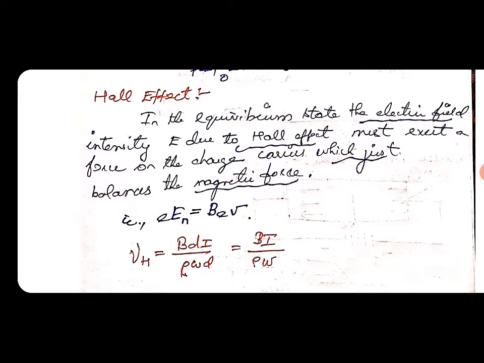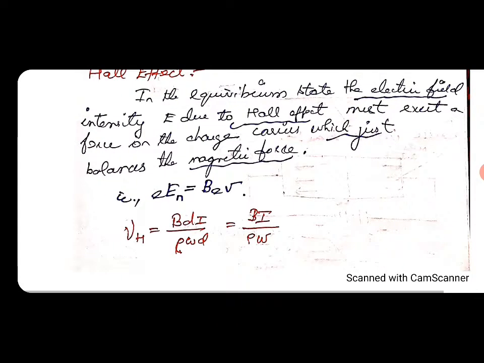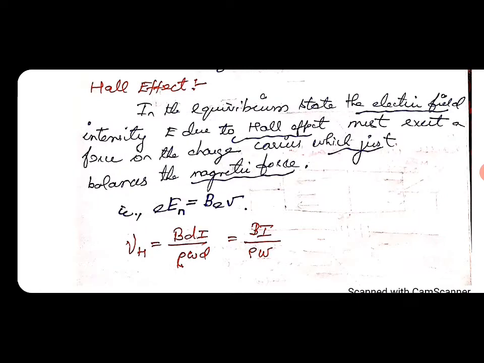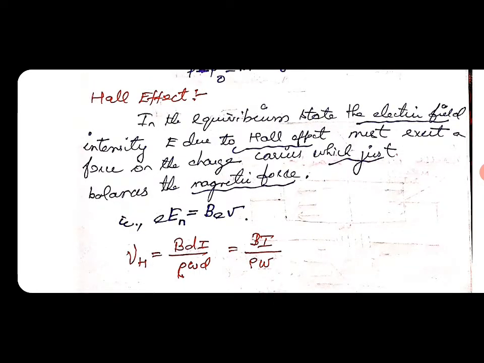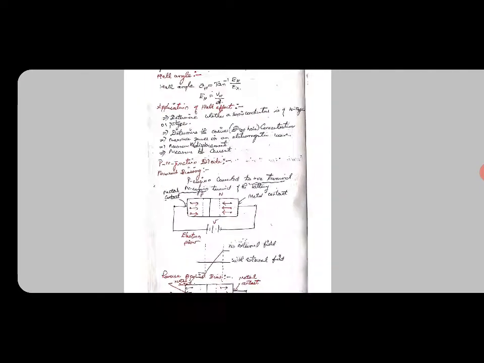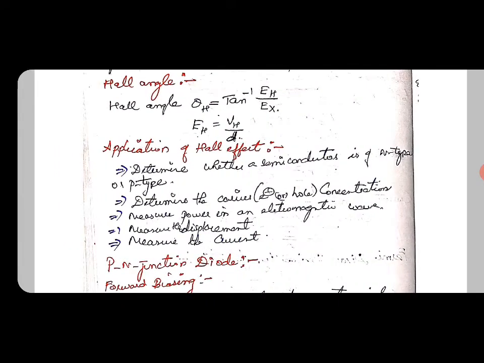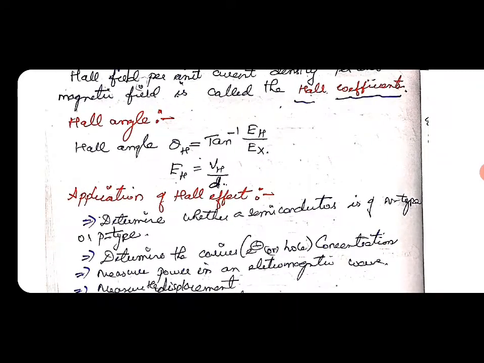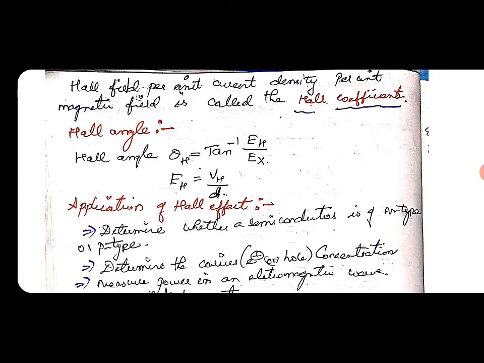VH is equal to BI by PW. Okay, this is the statement of the Hall effect. The important equation is EH equal to BeV. Then we can see what is Hall coefficient.